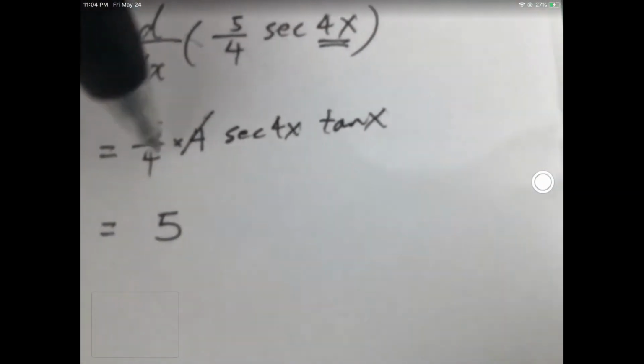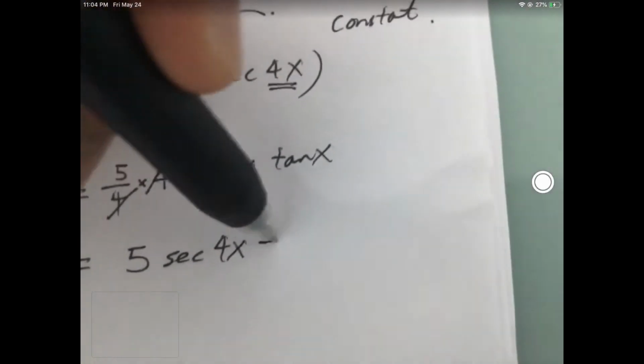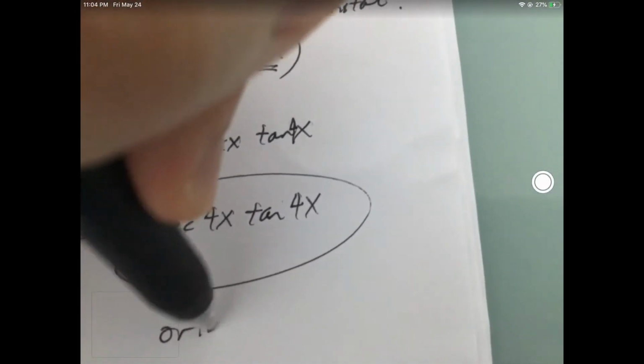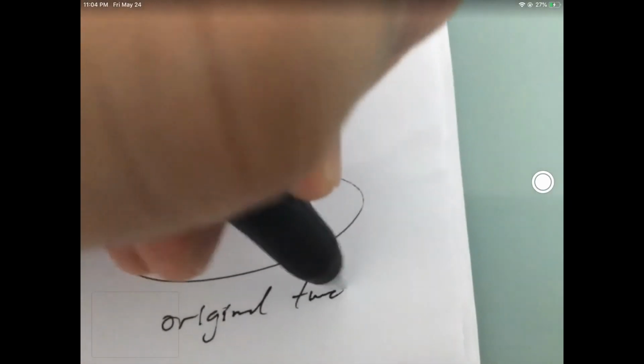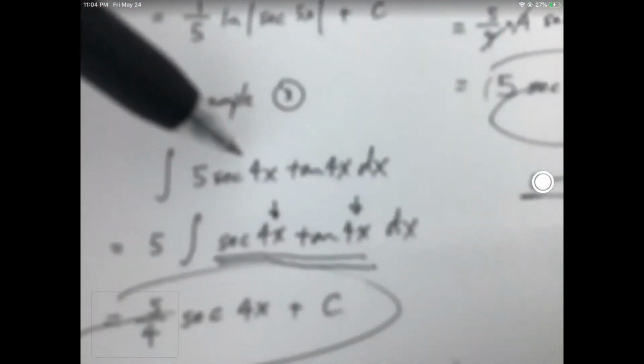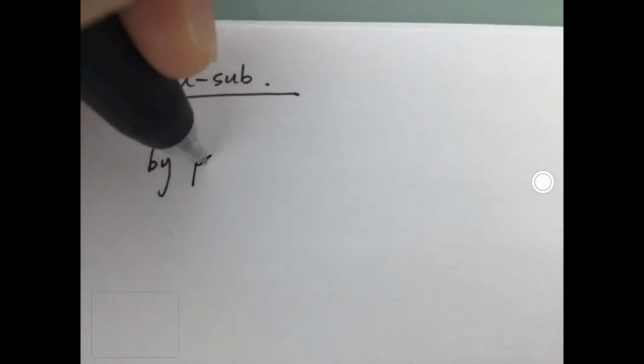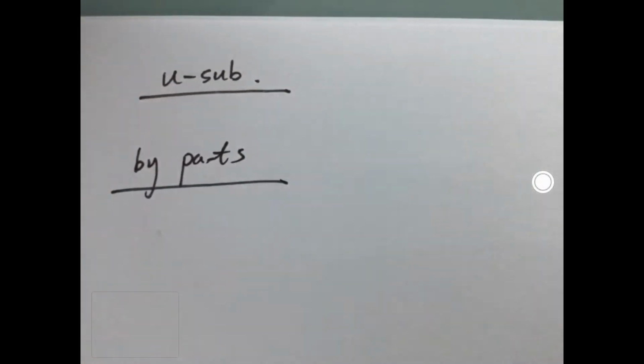And then with the derivative, we take the 4 inside the 4x out, and the 4 in the denominator cancels out because 5 over 4 times 4 would be 5 secant 4x tan 4x, which is equal to our original. So now we've done the third one. We'll do one u sub, and one by parts using a trigonometry identity.